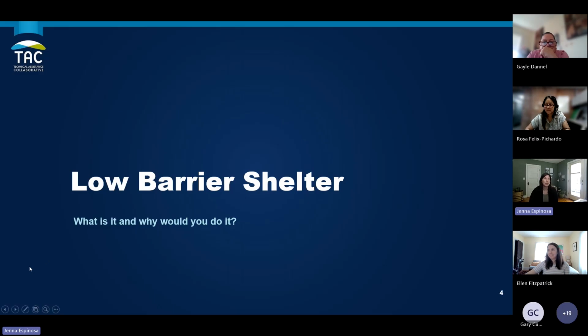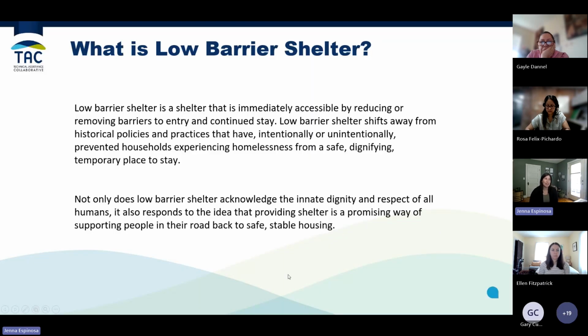Okay, so low barrier shelter, what is it and why would you do it? I think low barrier shelter is a very popular discussion folks are having right now. So you've probably heard the term, and it really is what it sounds like. It's the shelter that is immediately accessible because the shelter has reduced or completely removed barriers to entry in some ways and for continued stay as well.